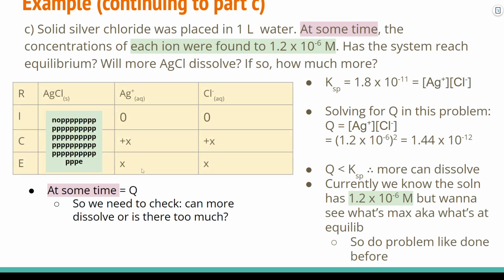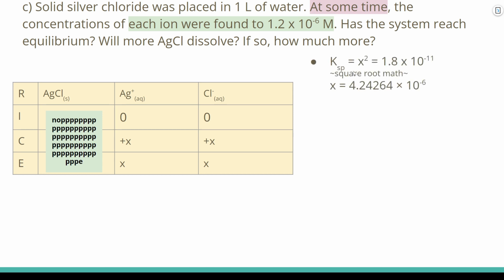We initially have nothing, solve for the E part, and then we go from there. We have x there, we square root it, we get our number, do the math with the stoichiometry from earlier, and we got that. Hooray!